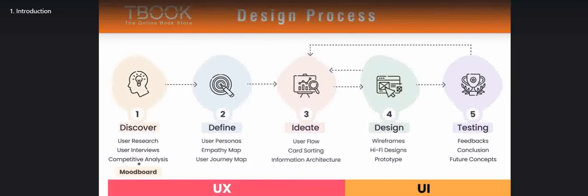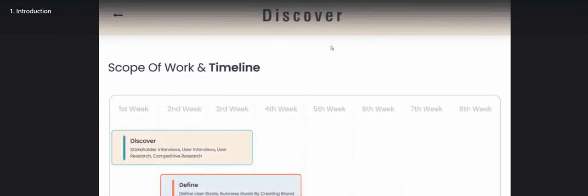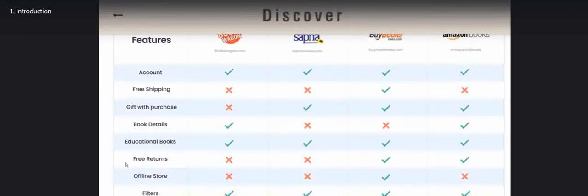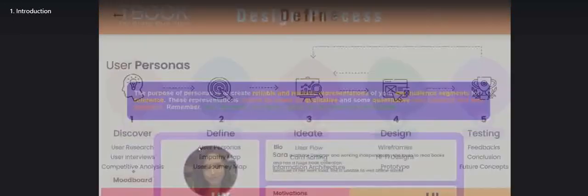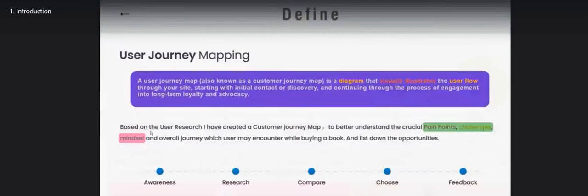The 3 steps in UX is discover. First, what is user researching? What is scope of work or timeline and how we create one? What is user interviews? What is competitive analysis? And how we can compare the competitor? How we can create user personas? Empathy mapping? How to create user journey mapping or customer journey mapping?